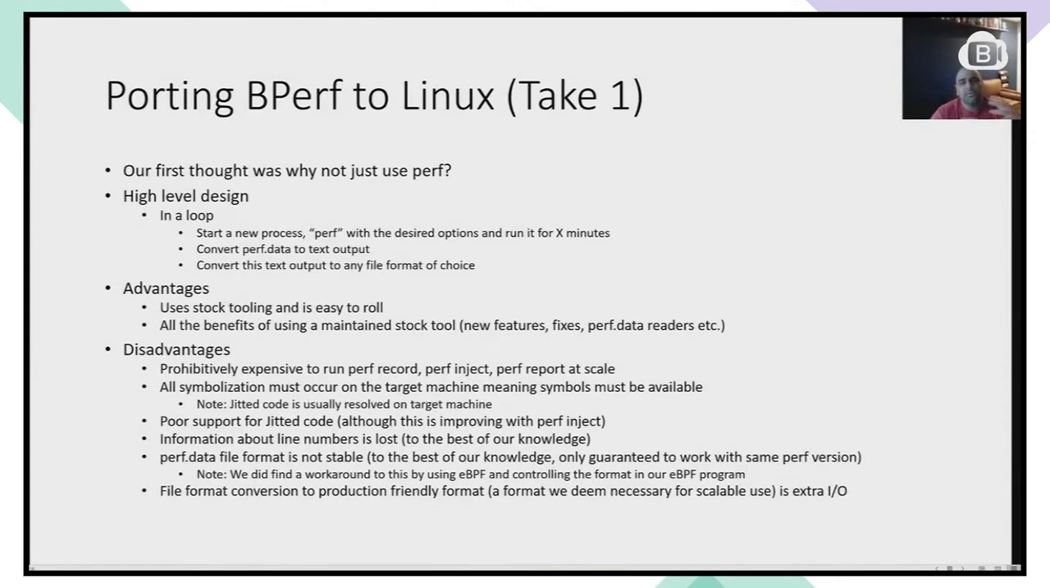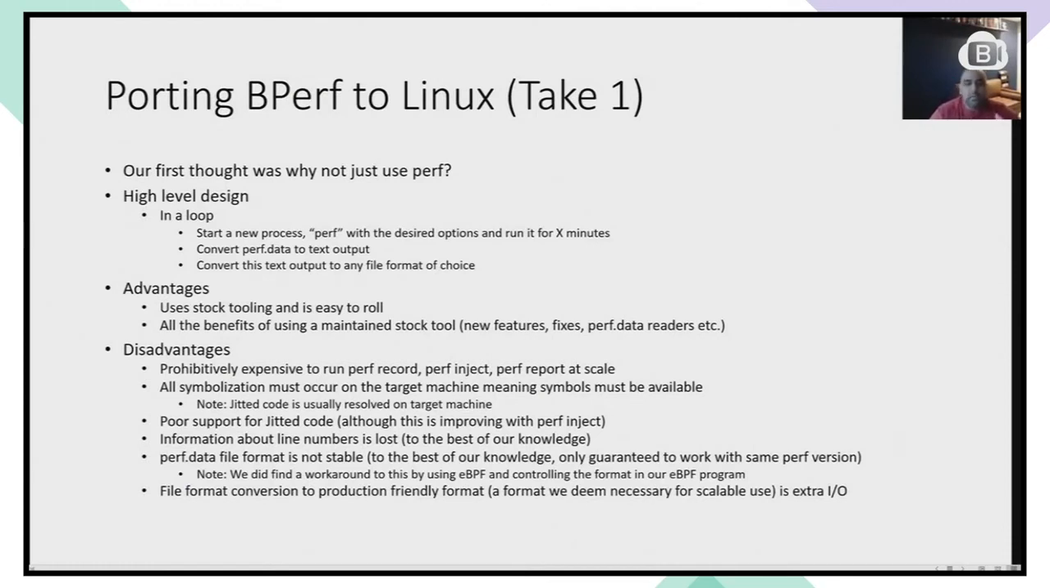And then there's the fact that JIT code has poor support. Obviously, this is getting better with perf inject. Otherwise, you have perf map files that can be used. But as far as we know, the perf map files are not something that can support line number information. If you know otherwise, please let me know. But from our perspective, it's only useful for doing instruction pointer names, and you lose a lot of information.